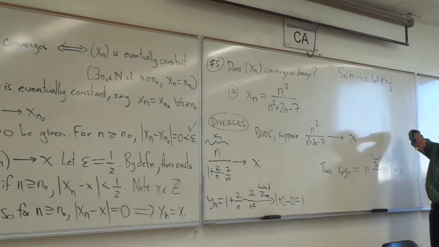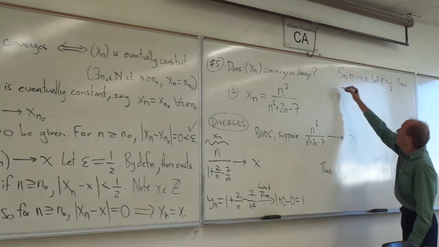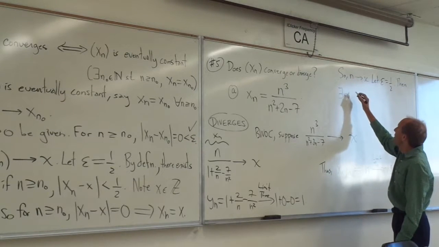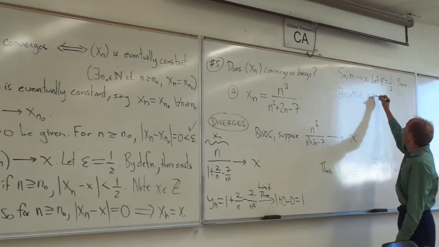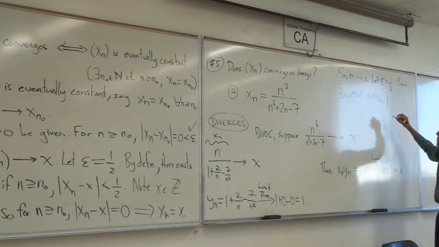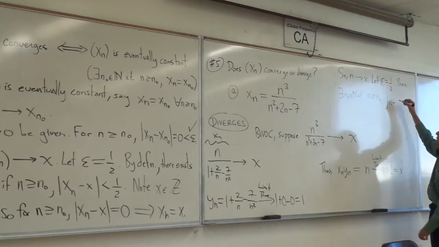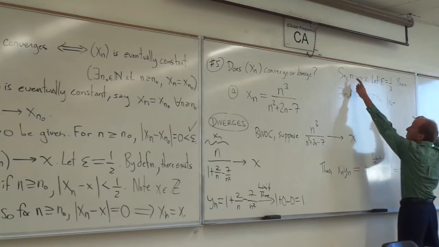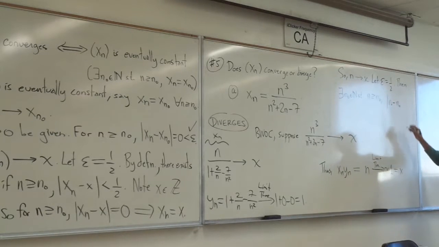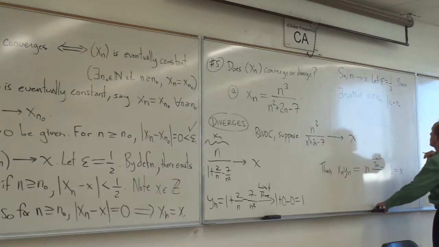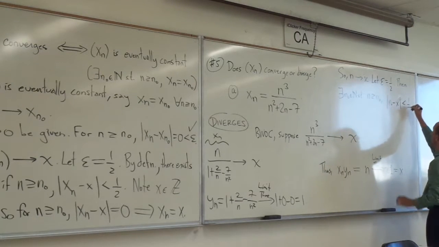Okay, let epsilon be equal to 1/2. Then there exists an n naught in the natural numbers such that if n is greater than or equal to n naught, then the absolute value of n minus, so basically these are the terms of the sequence, right? I'm sorry, n minus the limit. Sorry, the limit is x. n minus x is less than 1/2.